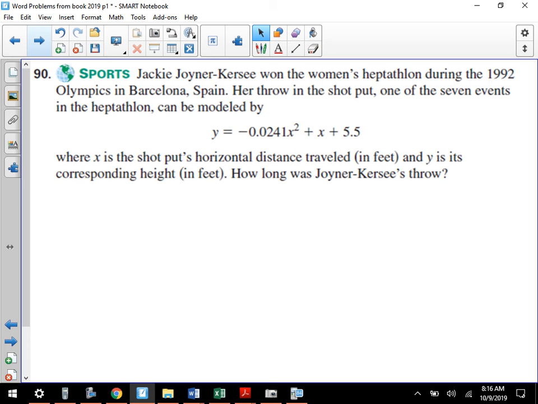Where she like how tall she is, where she held it. She threw it. So as she was going, it's down.